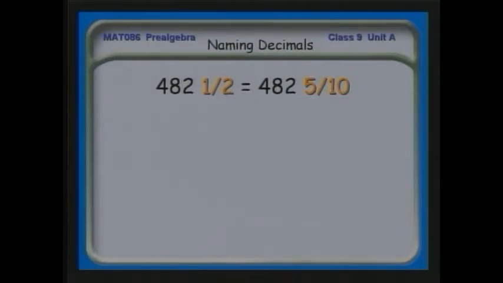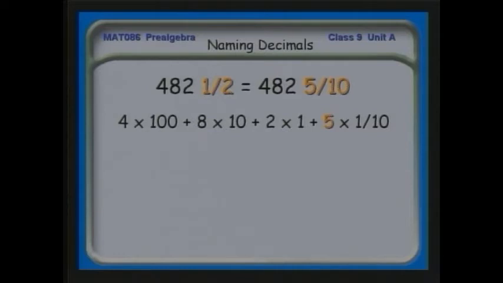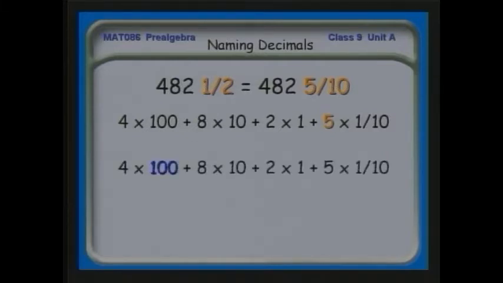482 and 1/2 is completely equivalent to 482 and 5/10. Let's look at the pattern here. I have 4 times 100 plus 8 times 10 plus 2 times 1 plus 5 times 1/10. You see, tens are still involved with that 5. So it's 4 times 100. Let's look at the pattern. 10, 1, 1/10. This is looking good.